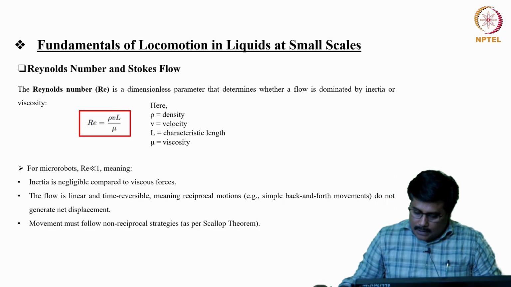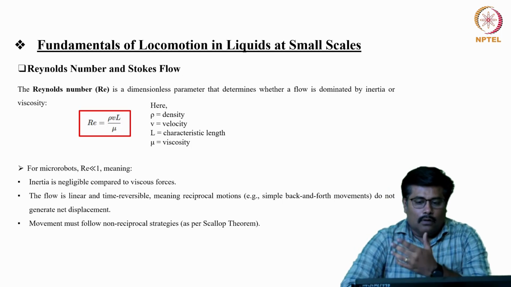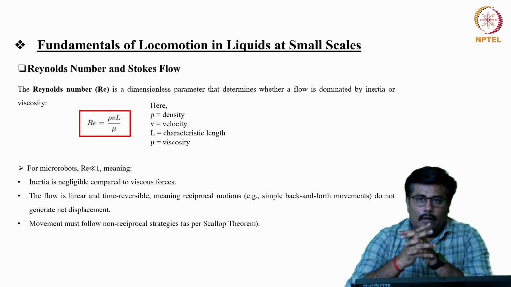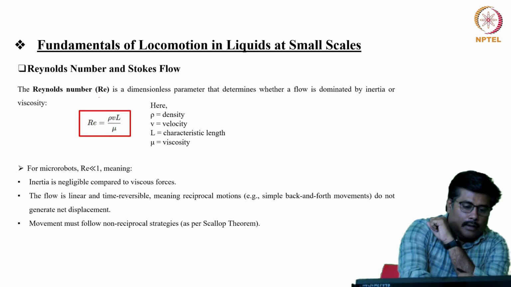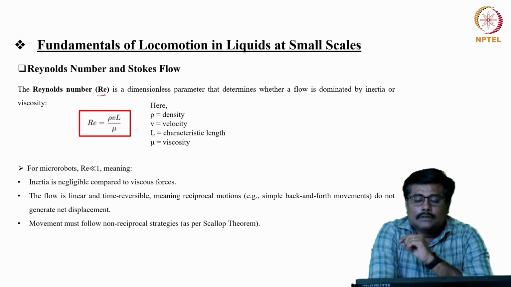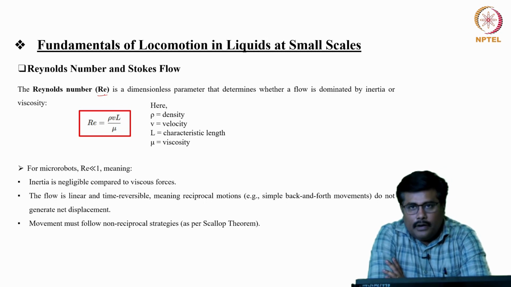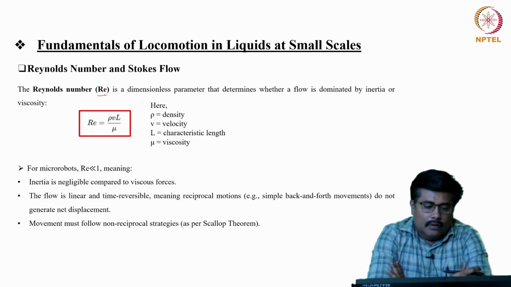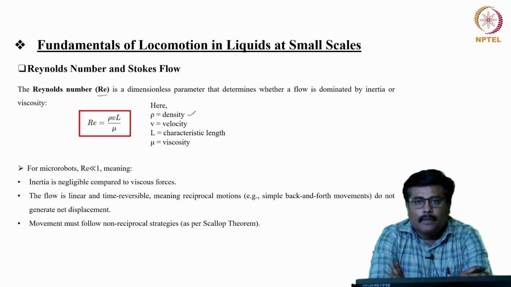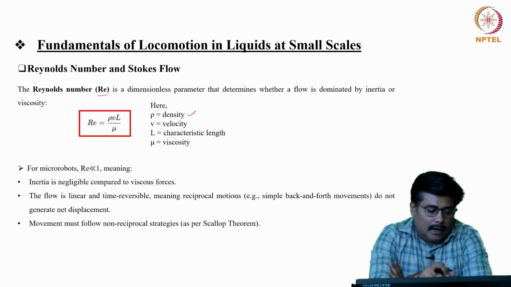Now, if we look into the overall fundamentals involved in locomotion in liquid at a small scale, we can consider the Reynolds number or Stokes flow. The Reynolds number, represented as Re, is a dimensionless parameter that determines whether a flow is dominated by inertia or viscosity. The key parameters involved are rho, which is the density, V the velocity, L the characteristic length, and mu the viscosity, which together determine the Reynolds number.